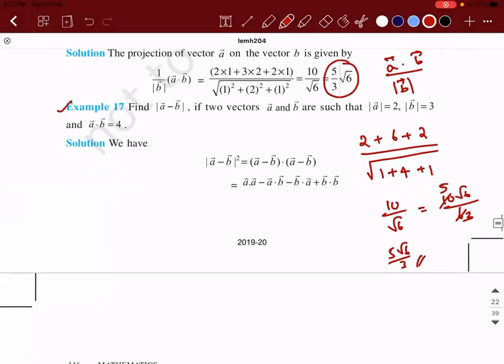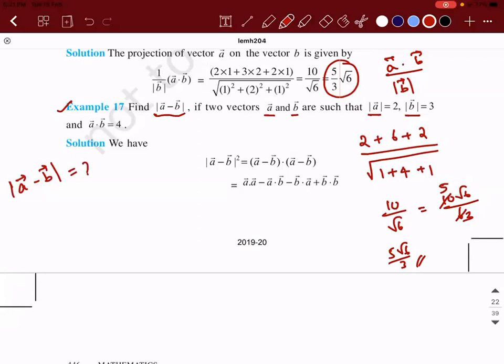Okay. Then example 17. Find the magnitude of A vector minus B vector if the two vectors A and B are such that magnitude of A is 2, the magnitude of B is 3 and A dot B is 4. Okay. Find magnitude of A vector minus B vector.